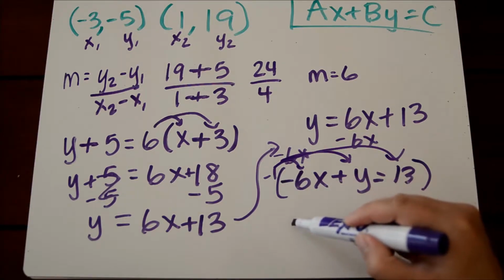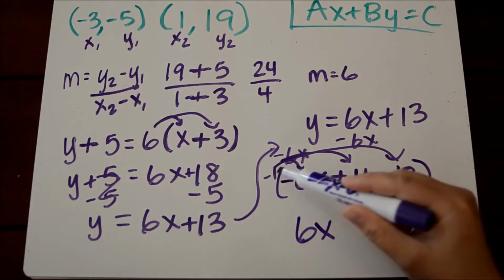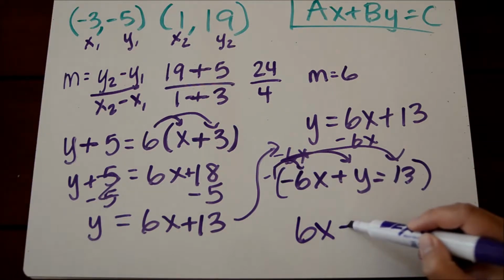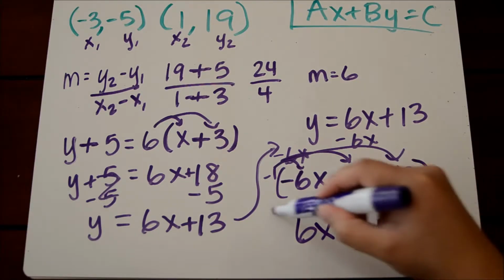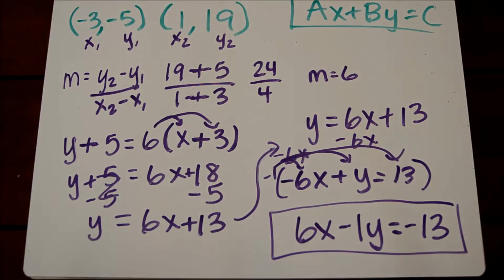So this becomes 6x minus y, or you could write 1y, equals negative 13. And this is our equation written in standard form. Let's take a look at another example.